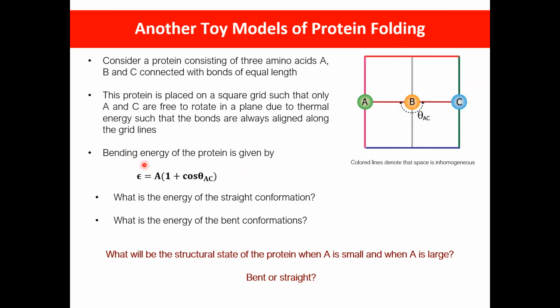What is given in this problem is that the bending energy of this protein is given by epsilon equals A(1 plus cos theta AC). So the energy of this protein depends on the bond angle between these two end amino acids, A and C. It depends on the angle theta AC.